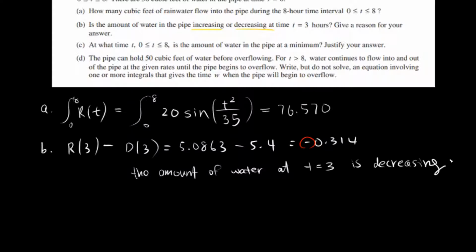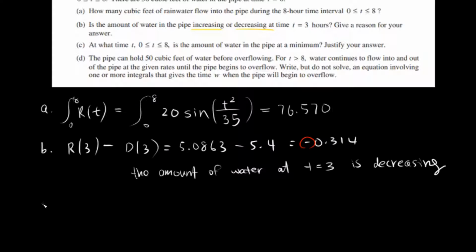Part C reads, at what time t on the interval from 0 to 8 inclusive is the amount of water in the pipe at a minimum? Justify your answer. Remember that absolute minima and maxima can only occur at two places, at the endpoints if it's an inclusive domain, or at the critical points, which is where the first derivative is 0 or does not exist.